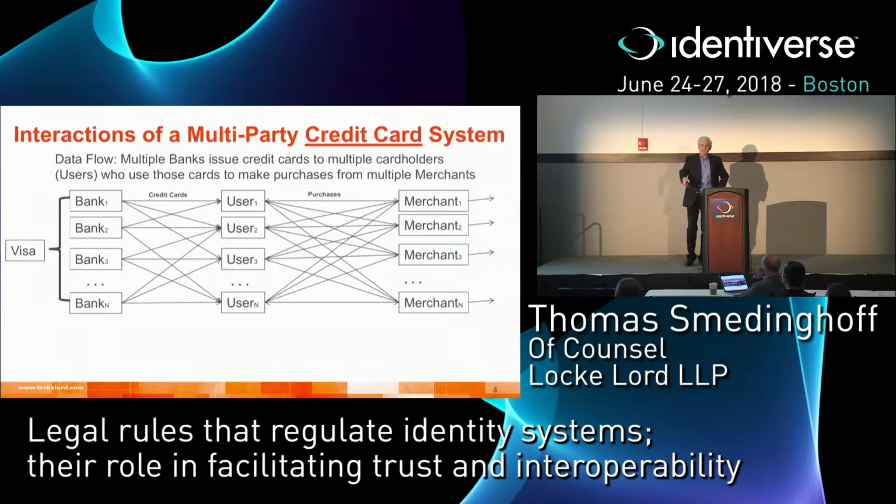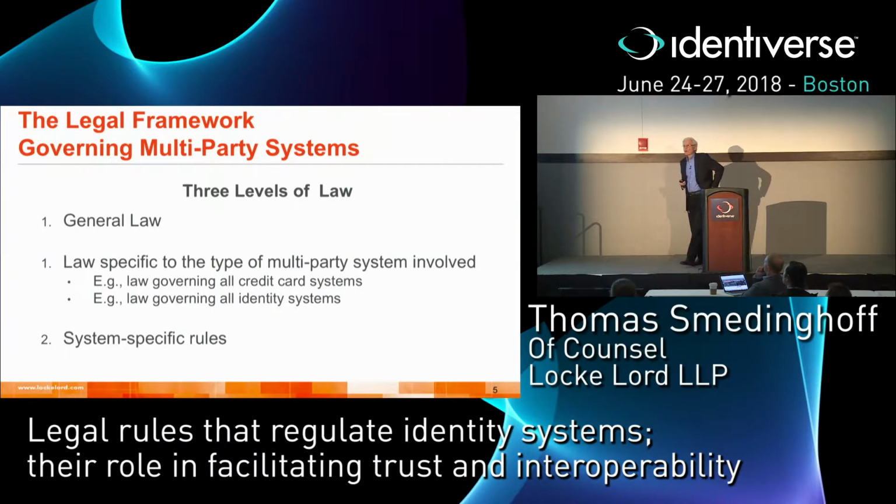You can take that same picture and take out bank and put in identity provider or attribute provider and change merchant to relying party. And in essence, you have a diagram that's generally applicable to an identity system as well. So what's the framework for identity systems, and how do we interact with it?